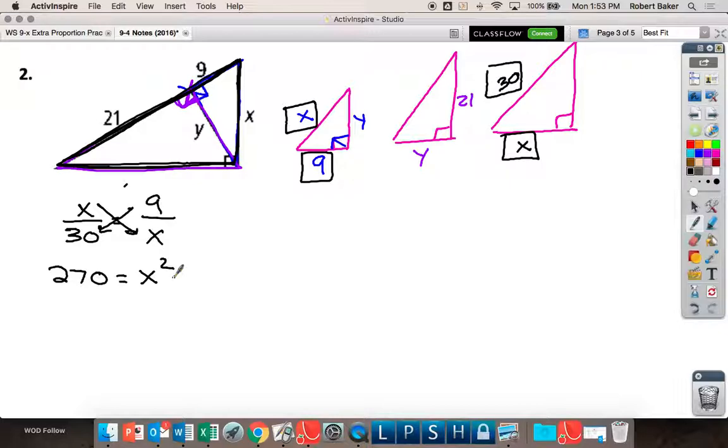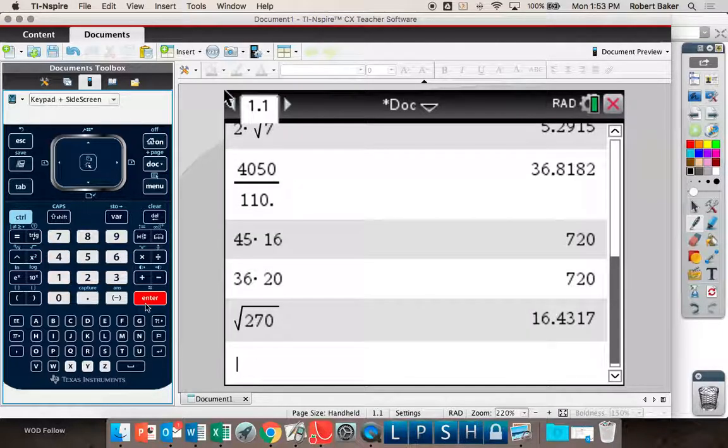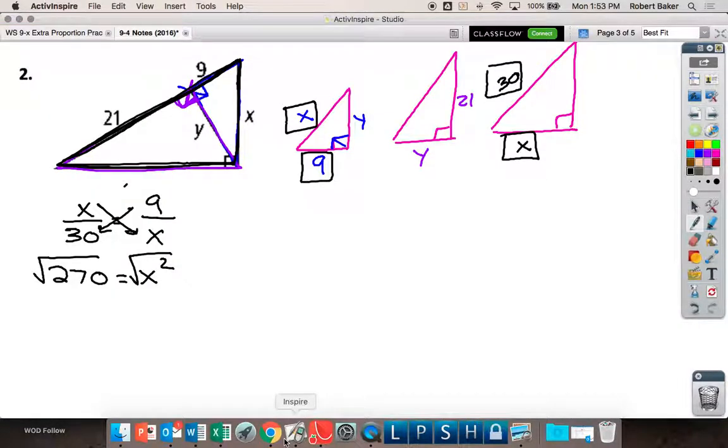Now, if I want to solve for x, how do I get x by itself? I take the square root of both sides. So the square root of 270, you're going to have to ask your calculator. I want to do the square root of 270. 16.43. The square root of x squared is x. That's my answer. X equals 16.43. So once you set it up, you can do that.